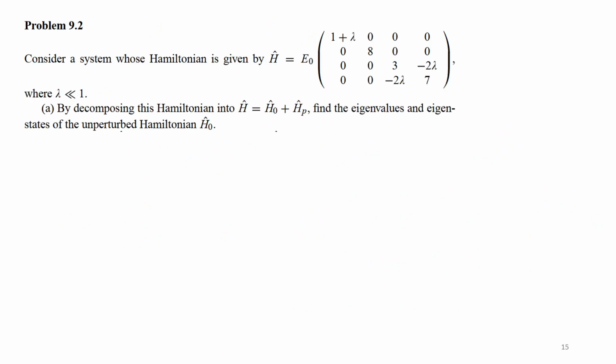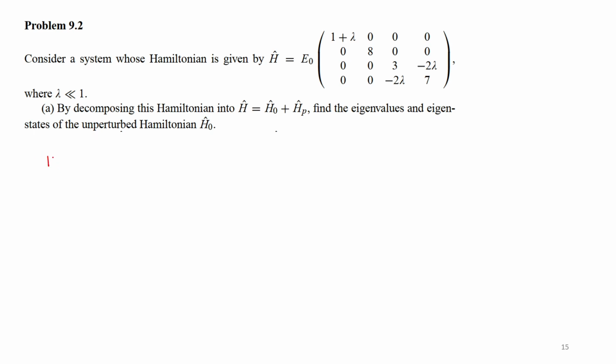Okay, let us go to the next question. It was also from JTL. I have taken a part of this question, and the question says, consider a system whose Hamiltonian is given by this. So this is a matrix, given in matrix format, where lambda is very, very less than 1. By decomposing this Hamiltonian into H0 and H perturbed, find the eigenvalue and eigenstate of the unperturbed Hamiltonian H naught.